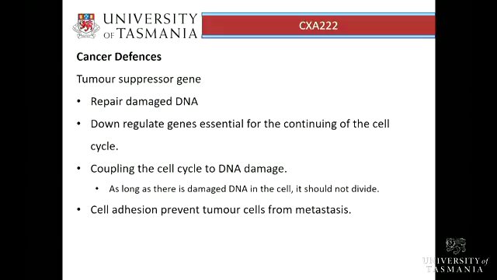Anyway, there's a cell. So we do have defences against cancers, and these are termed tumour suppressor genes. These are genes that will repair damaged DNA. They will down-regulate genes essential for continuing cell cycle, cell proliferation. They will couple cell damage with the cell cycle. So if there's any damage to the cell DNA, the cell cycle will be terminated and apoptosis will result. They also control the cellular adhesion molecules to prevent cells from breaking off and becoming autonomous and down-regulated from the effects of adhesion and cell-to-cell signaling.